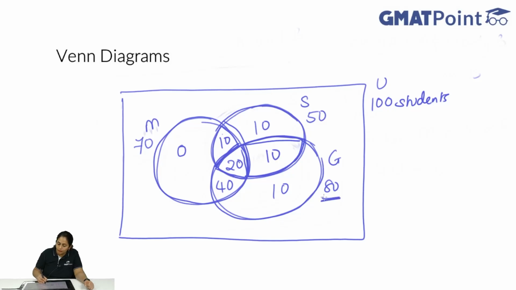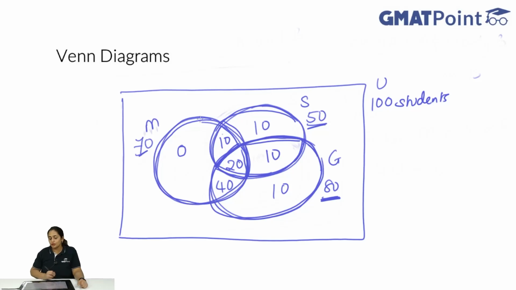So over here you have to remember this number is equal to the sum of all the numbers in this particular circle. This number is the sum of all the numbers in this circle, and this number over here is the sum of all numbers in this particular circle. So using that you can infer any of the missing values.